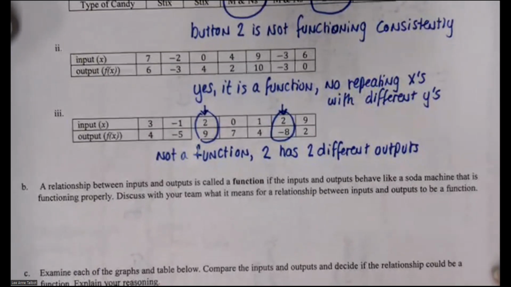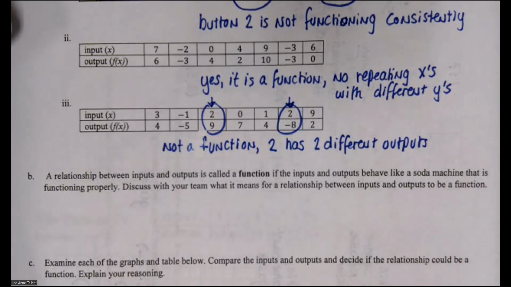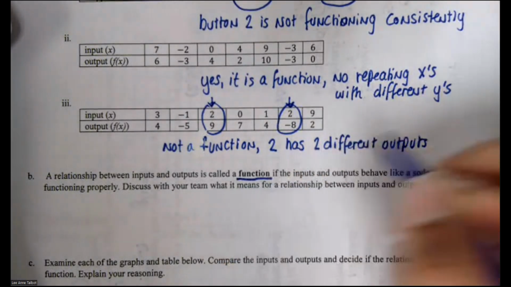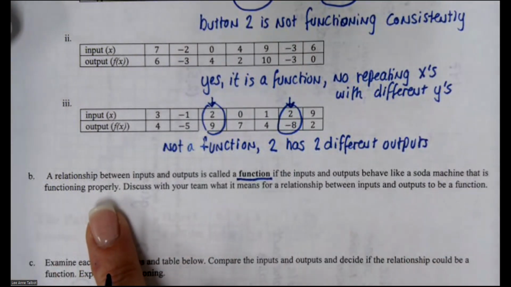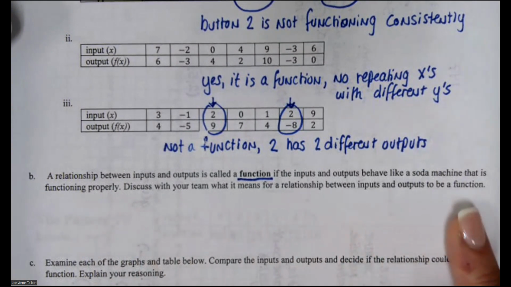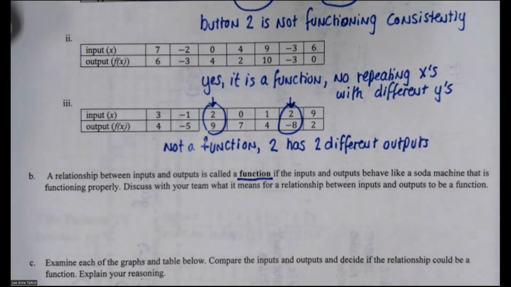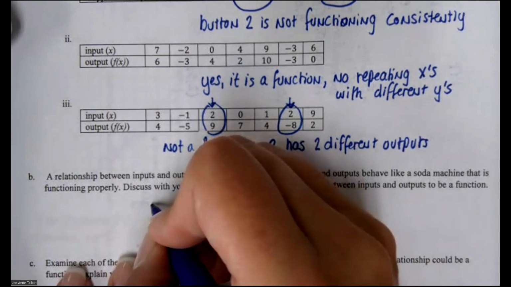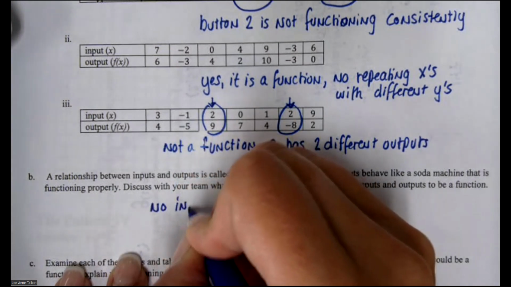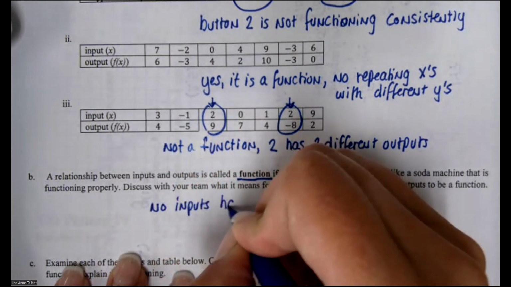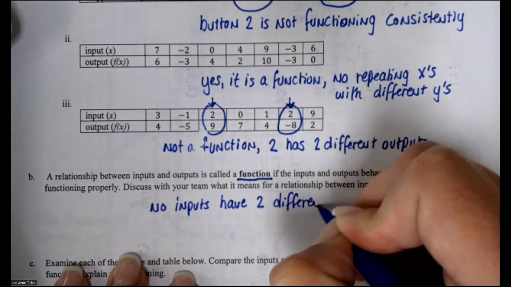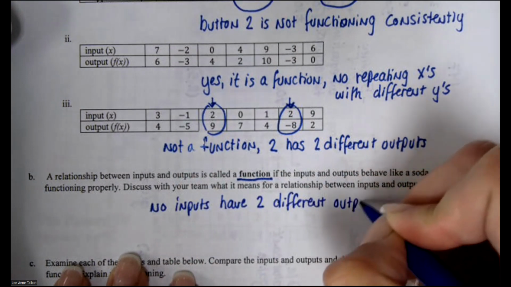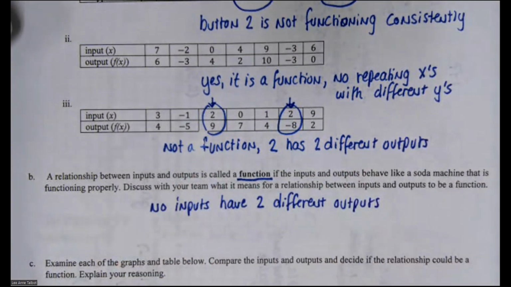Okay. A relationship between inputs and outputs is called a function if the inputs and outputs behave like a soda machine that is functioning properly. Discuss with your team what it means for a relationship between inputs and outputs to be a function. No inputs have 2 different outputs.